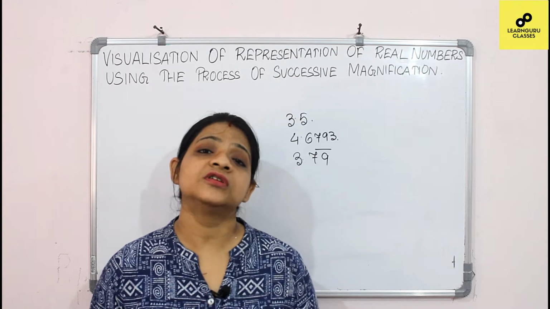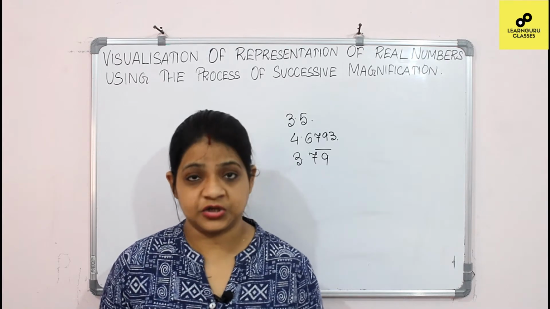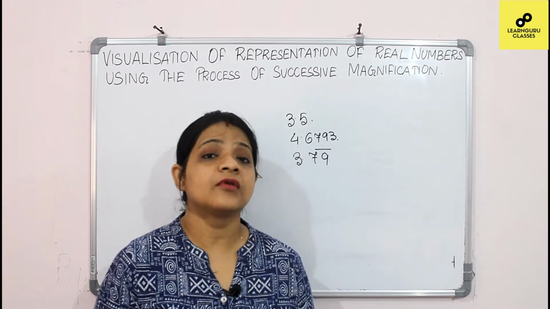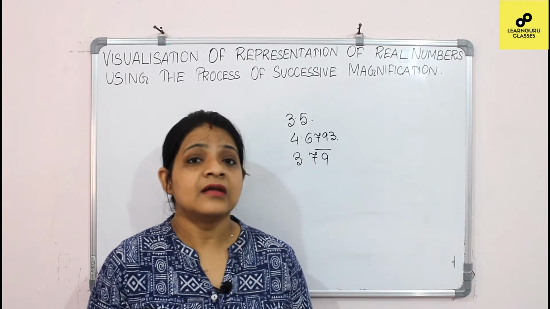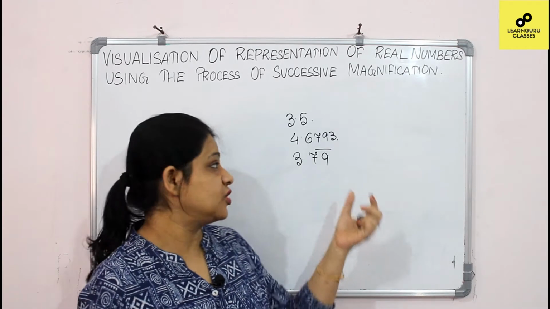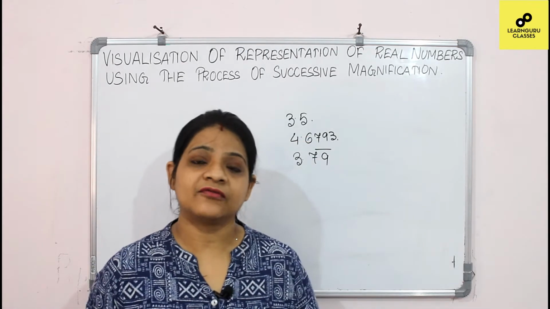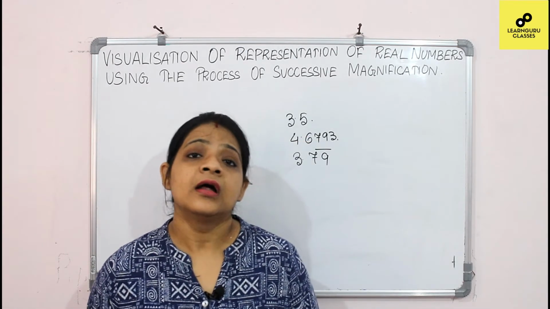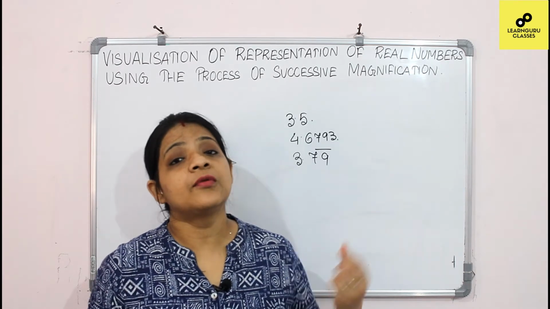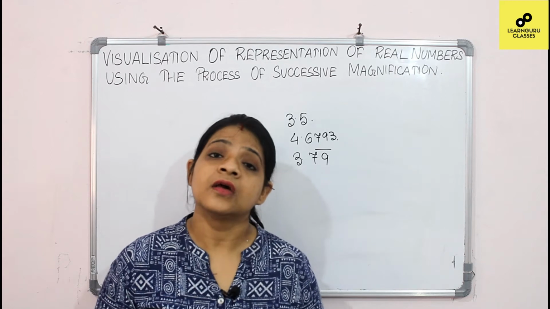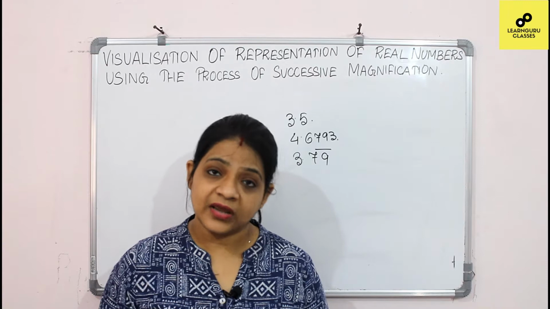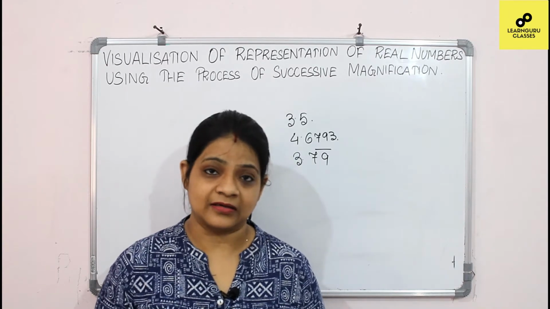That approach is called successive magnification. With the help of successive magnification, you can represent decimal numbers like non-terminating or recurring decimal expansions, or numbers with multiple digits after the decimal point, on the number line. So what is successive magnification? How can we represent decimal numbers with its help? We will see in today's class. So let's start the class.